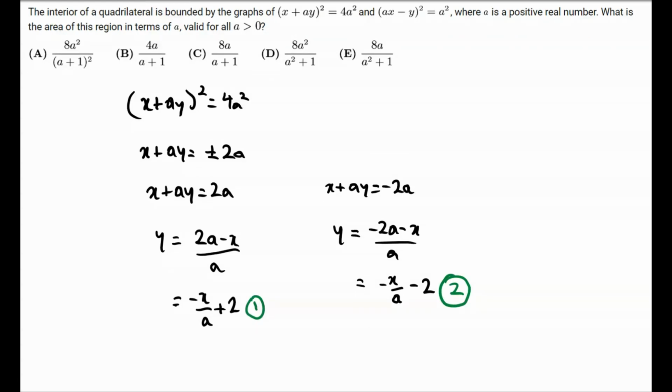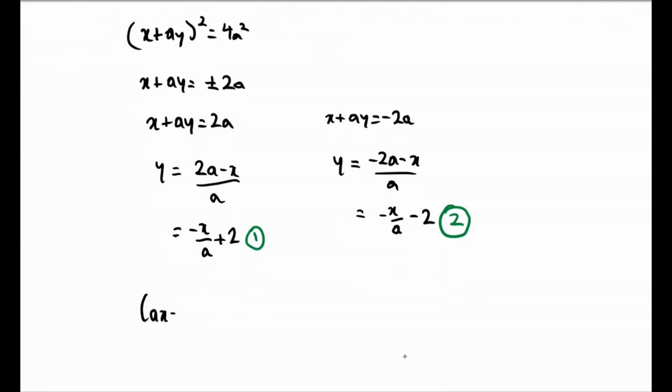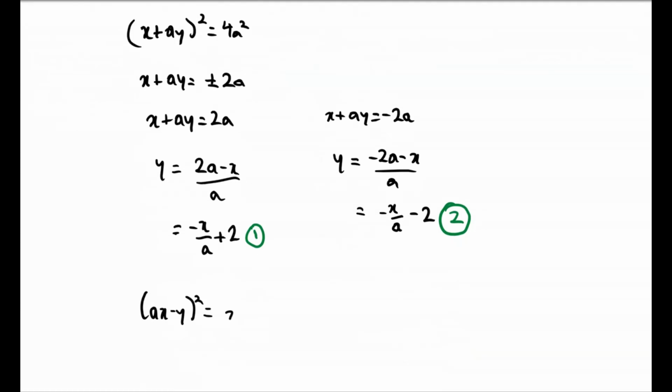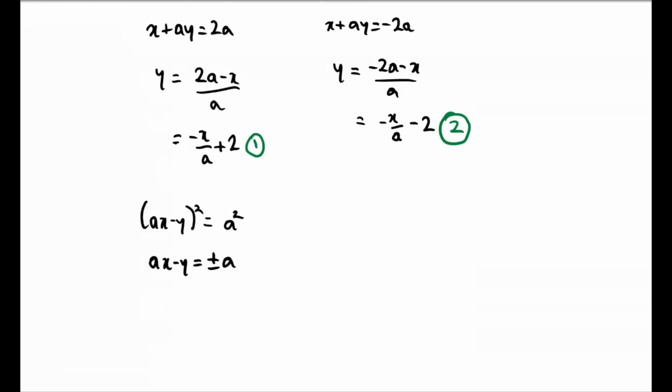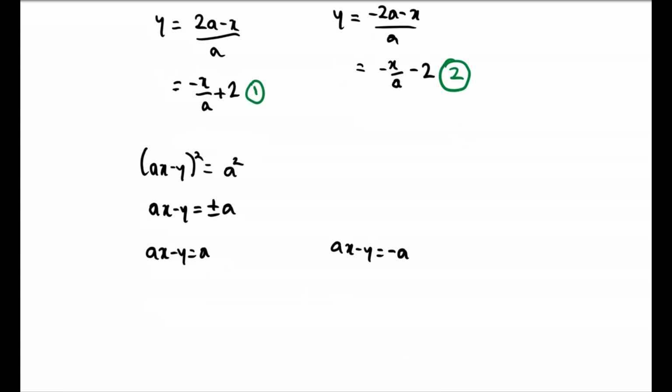Now, considering our second equation, we have (ax - y)² = a². And again, rooting both sides, we get that ax - y = ±a. So the graph of this equation is going to be the two lines ax - y = a and ax - y = -a. So solving for y, we get that y is either equal to ax - a or y is equal to ax + a. And again, we'll label these equations 3 and 4.